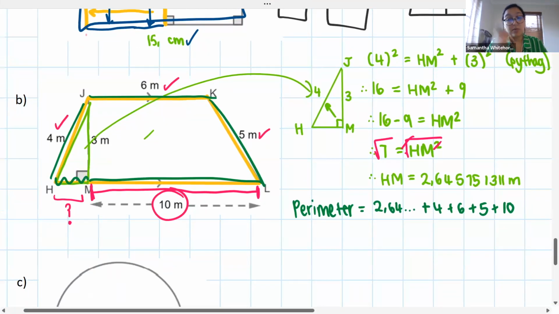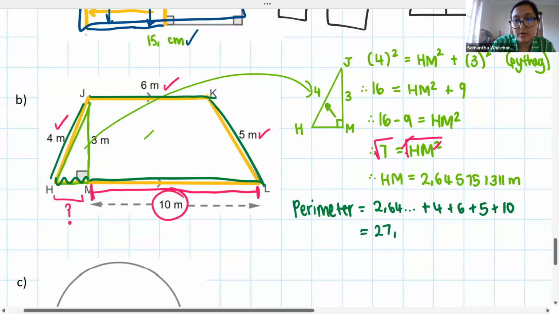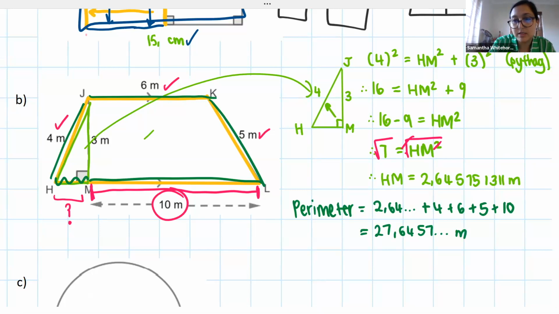Okay, so I add all of that up, and we get that our perimeter is 27,6457 blah, blah, blah meters. Now we can round off because this is my final answer. And so we get 27,65 meters.